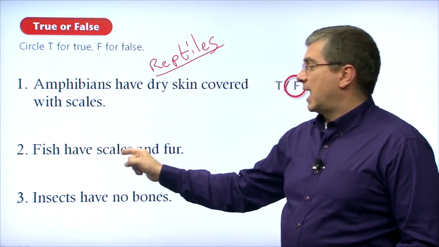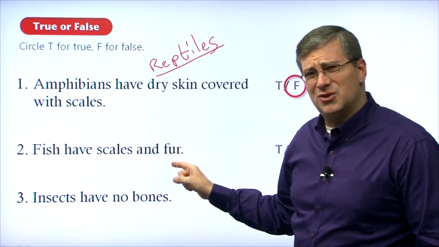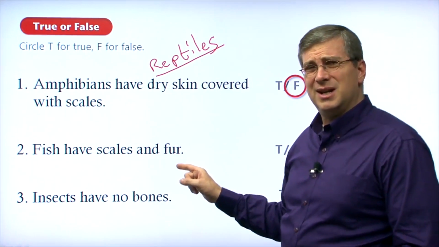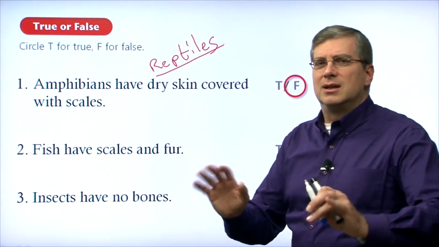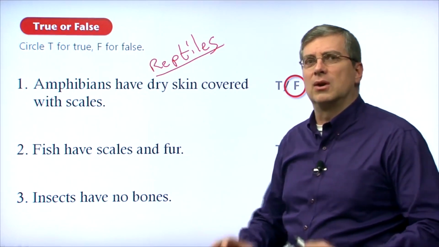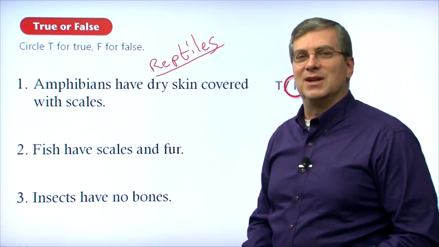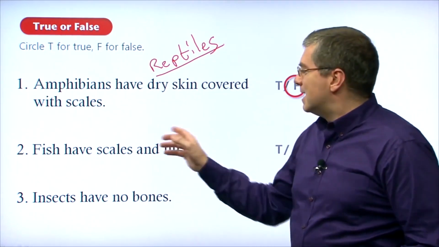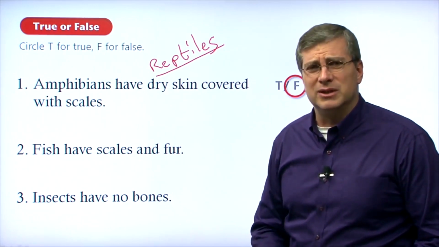Fish. Fish have scales, true, and fur. Have you seen a fish with fur? That would be really strange, right? Maybe that's what they mean by dogfish. No, I'm just kidding. Dogfish is not a type of fish with fur. Don't get me wrong. Dogfish is just a different species of fish. It's a type of fish. But anyway, I've never seen a fish with fur on it, and that would be really, really strange.